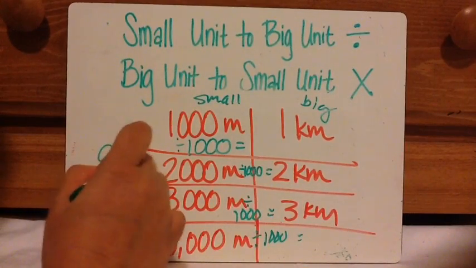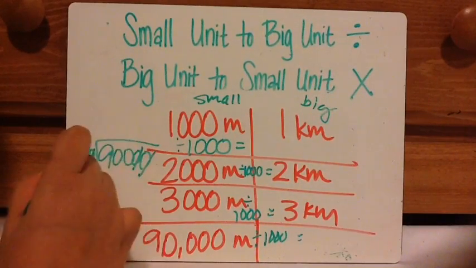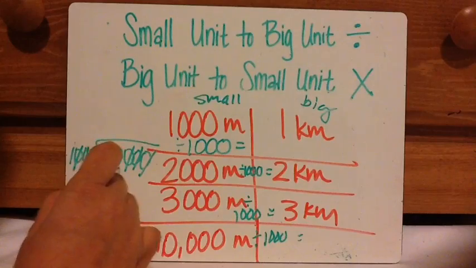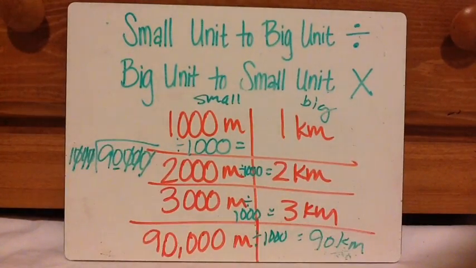So 90,000 divided by 1,000. Cancel every pair of 0 that you can. Now notice I can't cancel that one because there's no more zeros on the left. So 90 kilometers.